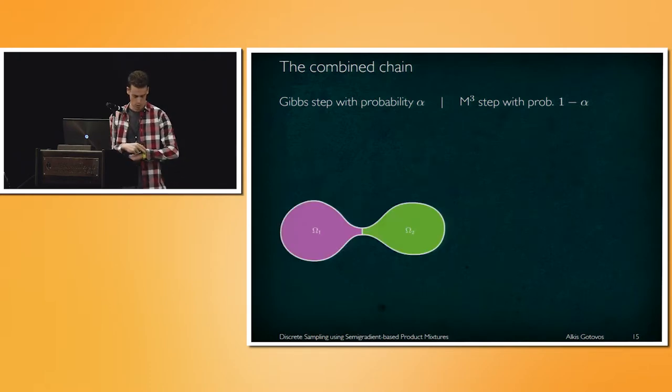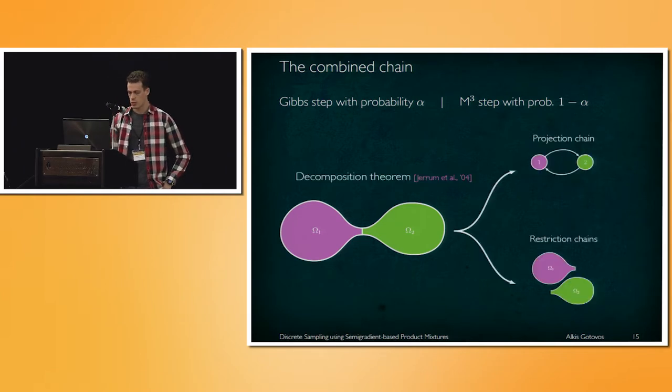I'm going to go back to my original state space here with a bottleneck, and there is this very interesting decomposition theorem by Jerome et al., which basically says the following. I want to see how my chain does on my original state space. What I can do is decompose it into two parts. The first part is called the projection chain, which only looks at transitions between one part and the other, and nothing else. And the second part is these restriction chains, which only look at how the sampler does inside each region, independently of how it jumps between them.